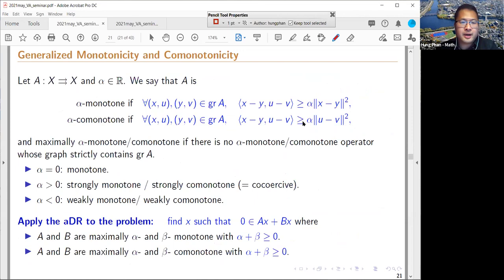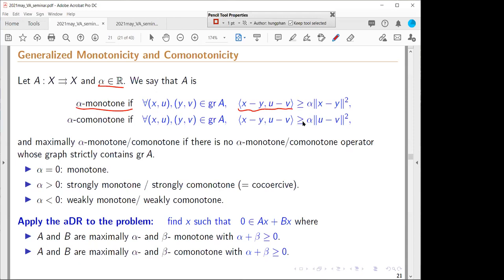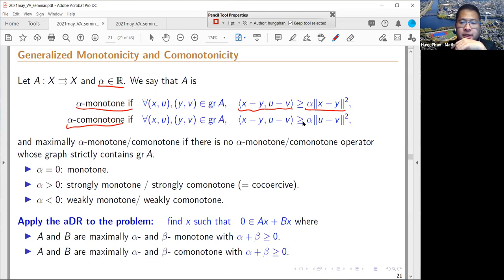Given a number alpha, we say that A is alpha monotone if the inner product of the difference between the pre-images and the difference between the images is greater than or equal to alpha times the norm of x minus y squared. And alpha comonotone if we have similar inequalities, but on the image side, where you have u minus v on the right-hand side instead of x minus y. And similar concepts for maximally alpha monotone and maximally alpha comonotone, if you cannot make it bigger.